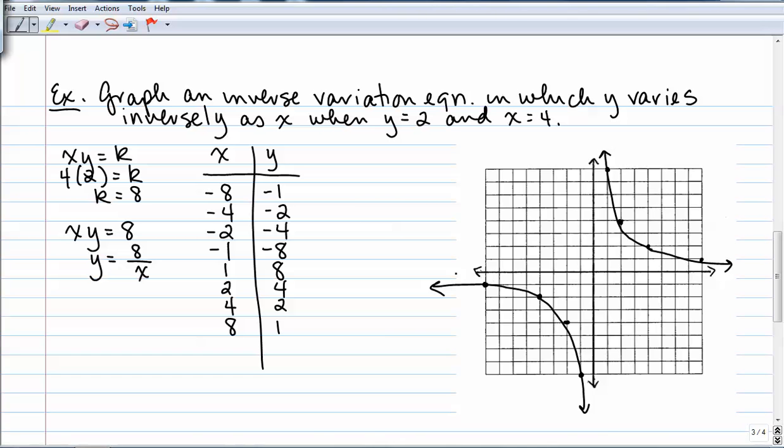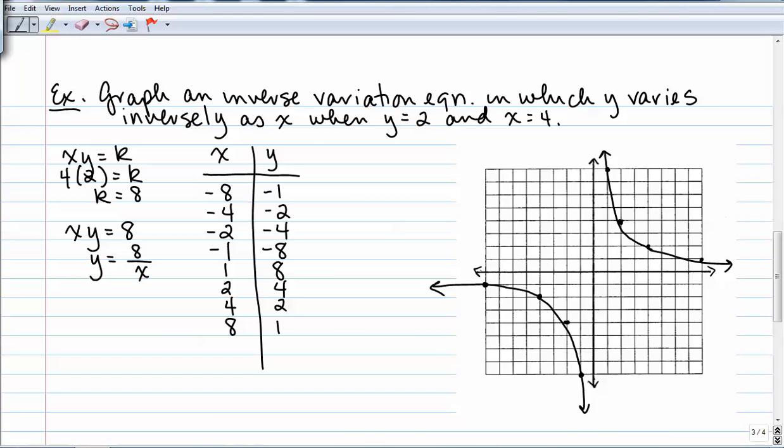Notice that this part of the graph, as it's heading towards the x-axis, it never will touch the x-axis. The same thing with the graph as it goes down this way on the y-axis. It approaches the y-axis but never touches it. The same thing is going on up here in the first quadrant. It's approaching the y-axis and it's approaching the x-axis. We say that the axes are asymptotes. The curve of the graph approaches that line, but it will never touch it.